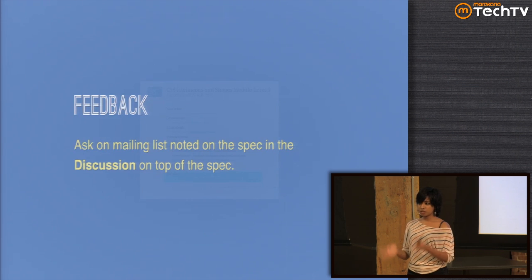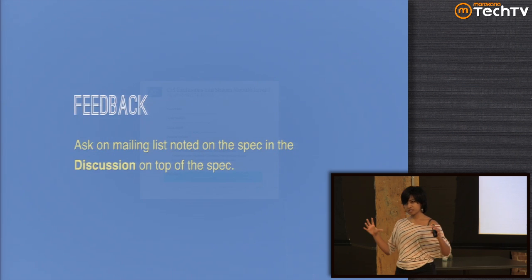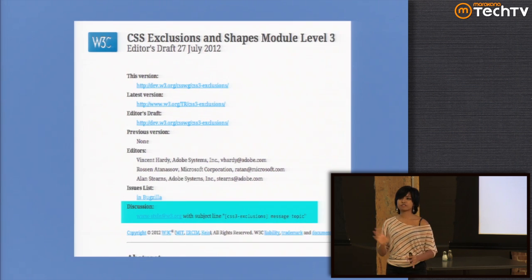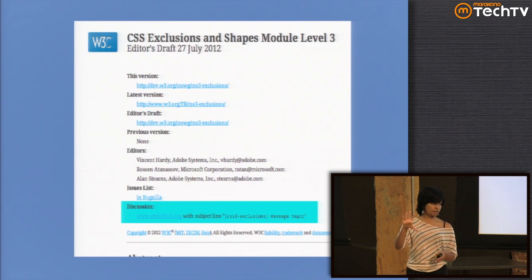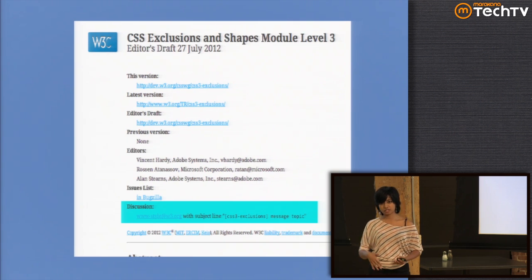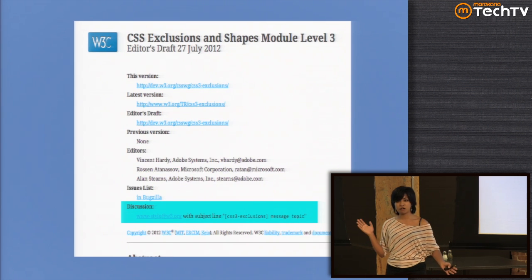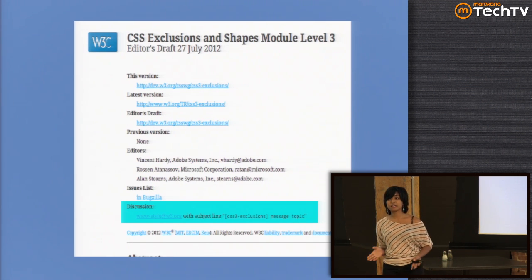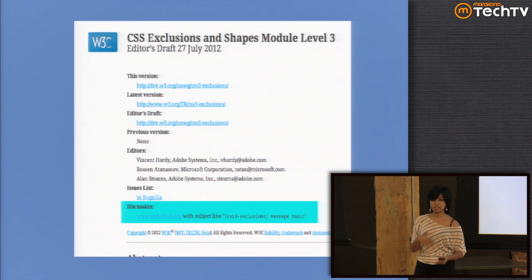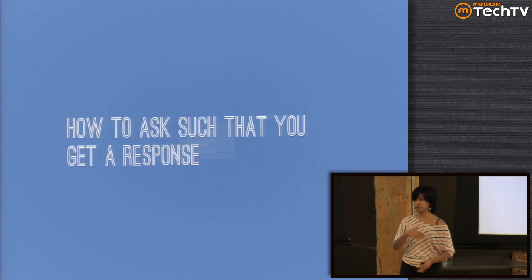So there is a way to give feedback. There's no one general mailing list, not quite, for most of these specifications. Each of these specifications has an area where it tells you where to give feedback. For example, in this exclusion spec, you have this heading called discussion, and it tells you what the mailing list is and what subject line to use. Because these editors get a lot of emails. They get more than 500 emails a day, and they need to filter these emails to make sure that they respond to the appropriate feedback.